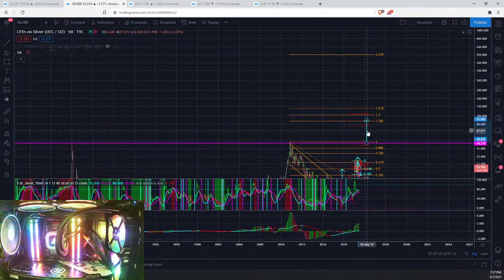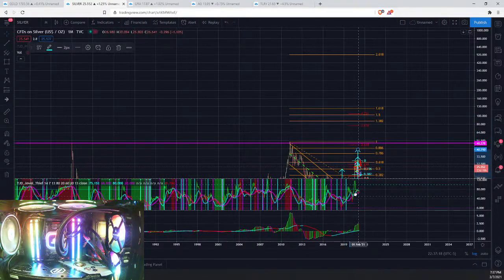And it looks tiny because when you move it, it's percentages instead of dollars because it's in log scale. But that move from the bottom of the cup to the top of the cup takes us up here to like $90, $95 silver. Is that realistic? Yeah, I really think it is.